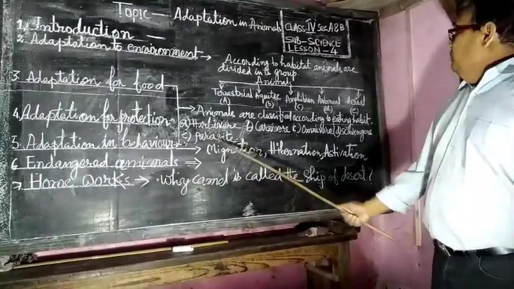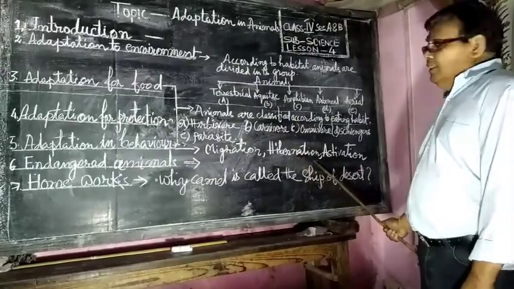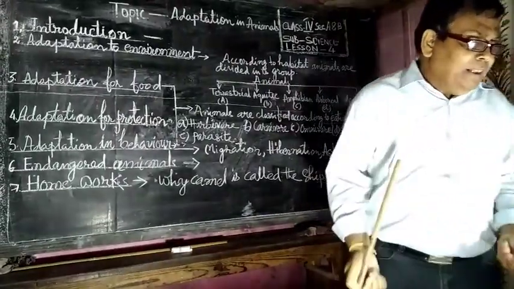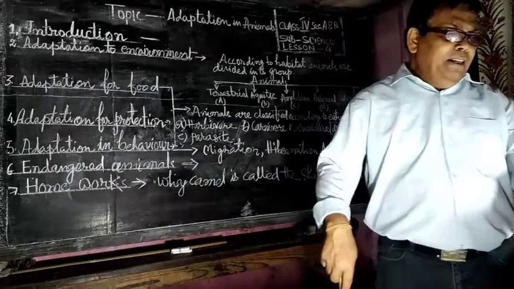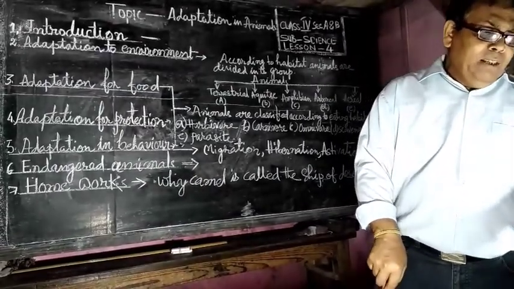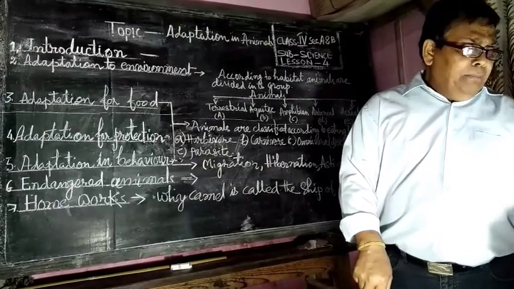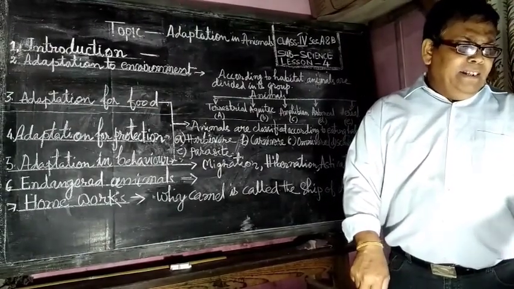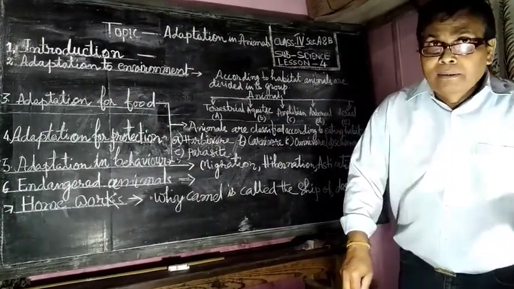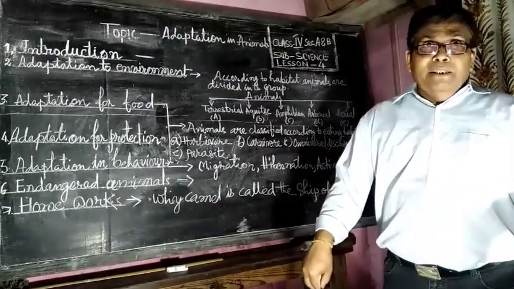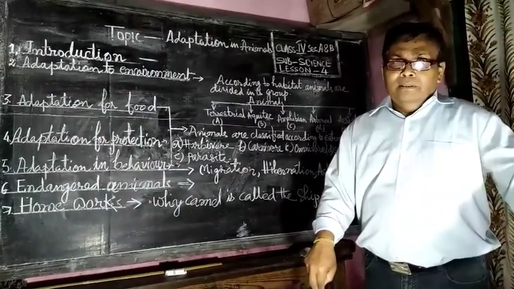After migration comes hibernation. What is hibernation? Hibernation is the long winter sleep that some animals go through. Animals like mice, frog, bat, etc. come under hibernation. See the picture.